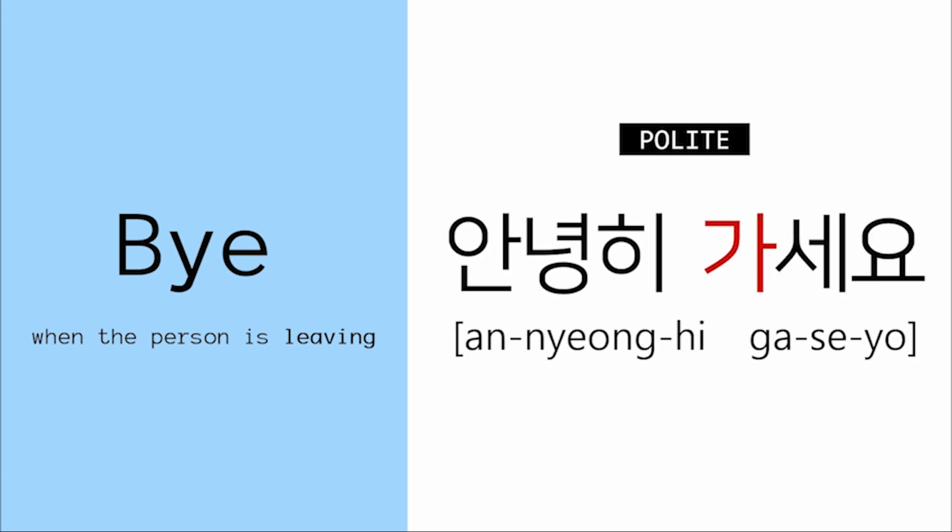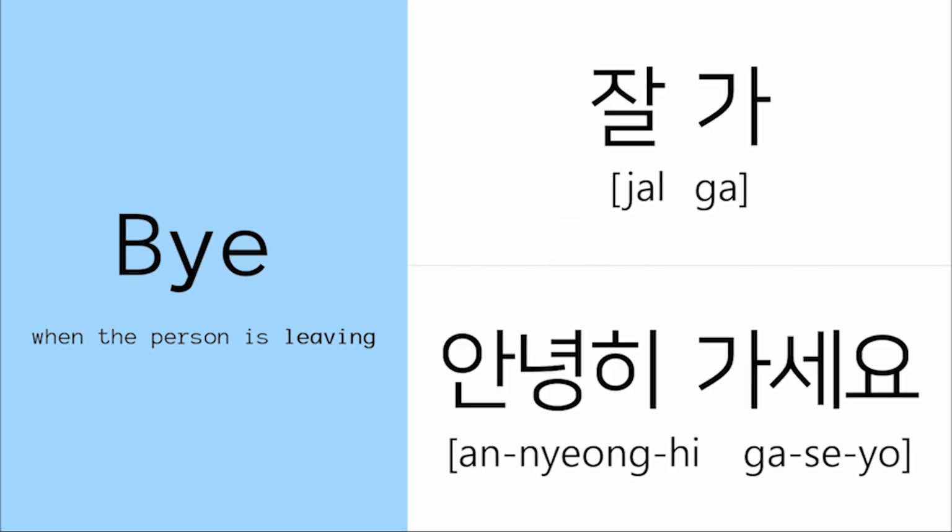In polite form, this changes to 안녕히 가세요. You see how there is 안녕 here again? And you can also see 가. And at the end, there is 세요, which is similar to 안녕하세요. You see a little bit of a pattern there? Again, 잘 가 and 안녕히 가세요.